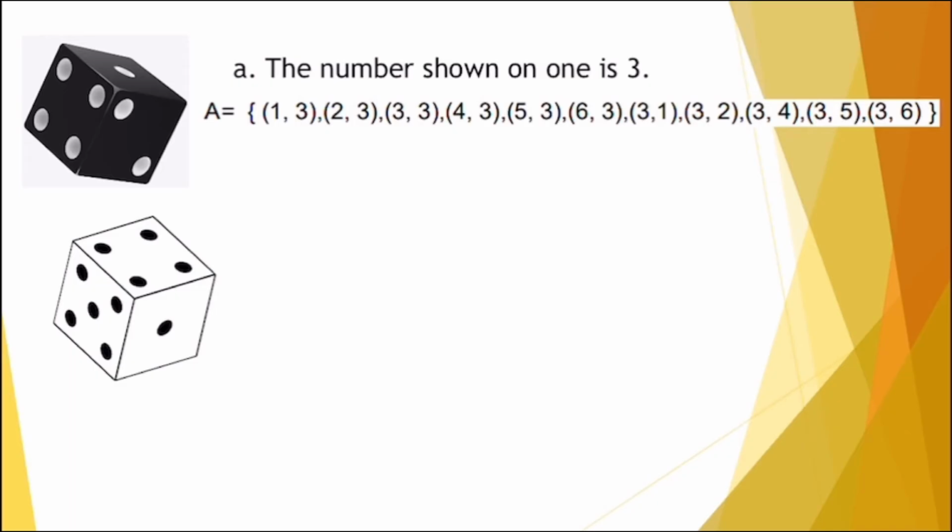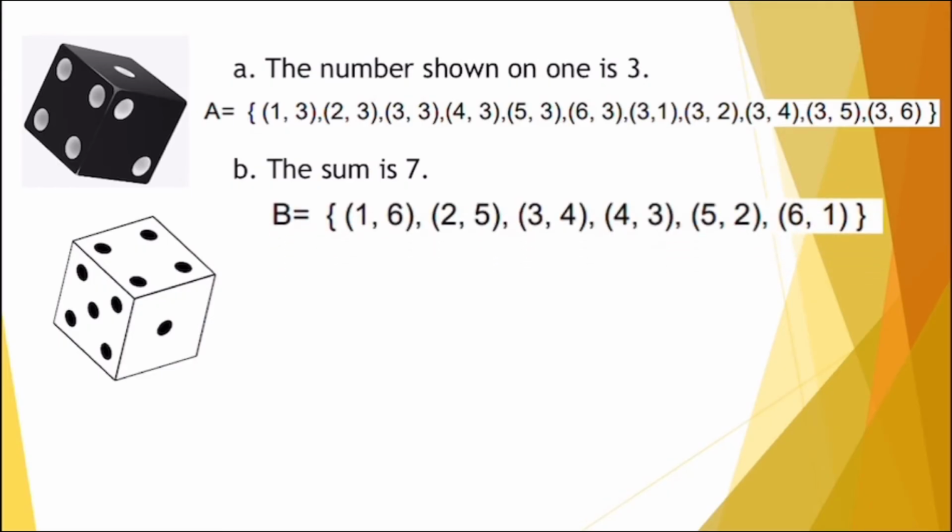Now for letter B, the sum is 7. The elements of the event B, that the sum of the two numbers is 7, are 1 and 6, 2 and 5, 3 and 4, 4 and 3, 5 and 2, and 6 and 1.